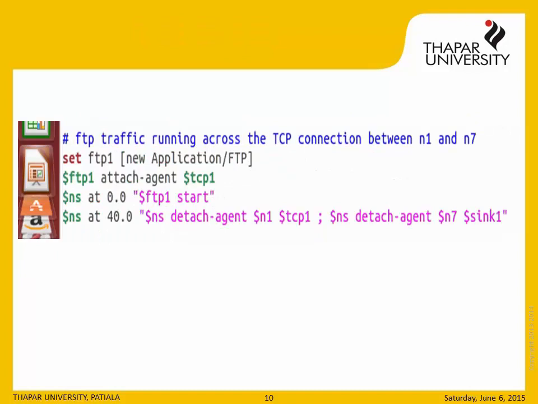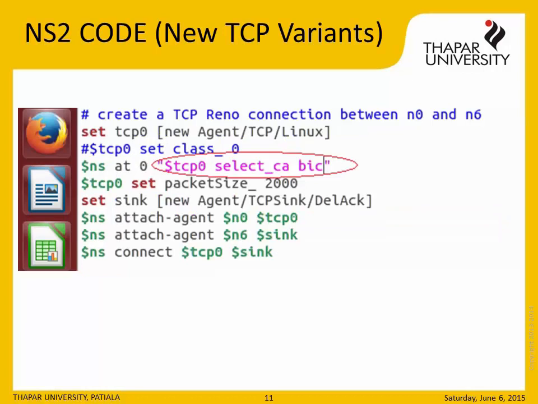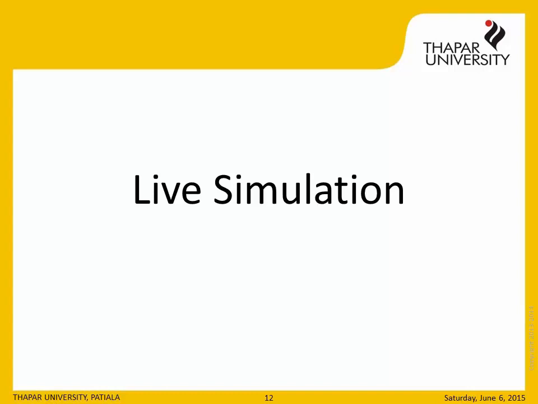To generate the traffic type, we have the application. In the application, we select the type of traffic we're going to run across a network. Over here we are selecting FTP as the main traffic. For a new variant, you have to select the agent type as TCP Linux. In TCP Linux, you can select all the new variants with the command select_ca. Over here we have included BIC as our new variant. So now we'll move towards the live simulation part.